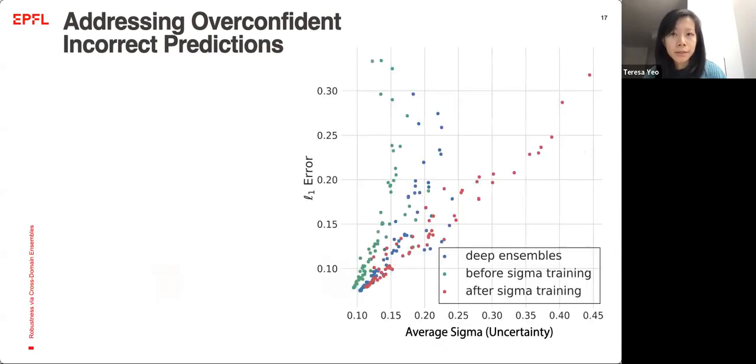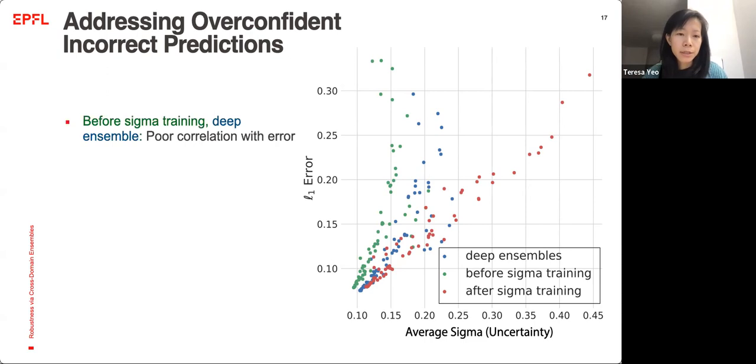We quantify this with a scatter plot here. It shows the error against average sigma. Each point is an average over 16,000 test images for 1 unseen distortion and 1 severity level. Before sigma training, as shown in the green dots, the sigmas do not increase with an increase in error. This is the same for deep ensembles, which is shown in blue. After sigma training, there is a stronger correlation between uncertainties and error, and this is shown in red.